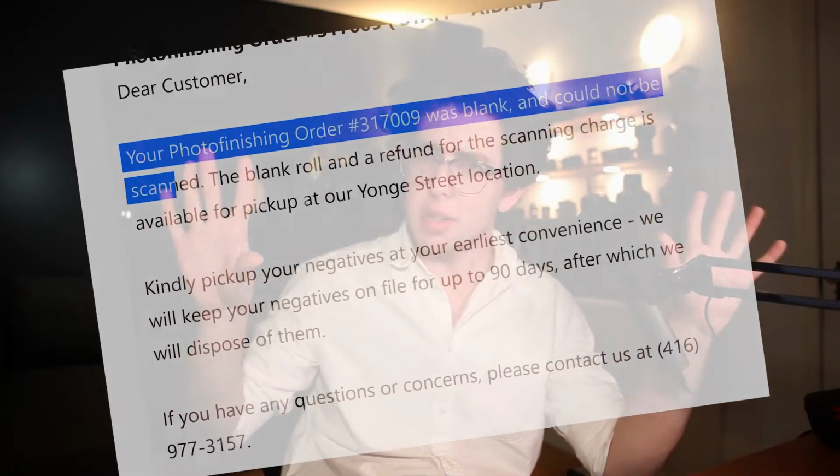So, you've dropped off your film at the lab. Your excitement and anticipation grows with every minute waiting for those glorious tones. But then you get the email. Your film was blank and could not be scanned. And you're left with one question. What happened? Well, hopefully I can tell you.